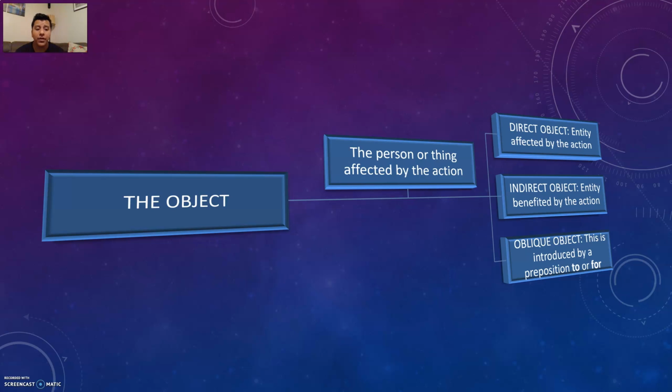So here we have three subtopics that we're going to be talking about, and we're going to be providing some tips to develop these subtopics. The first one is direct object. The direct object is the entity affected by the action. The indirect object is the entity benefited by the action, and the oblique object is introduced by a preposition like to or for.